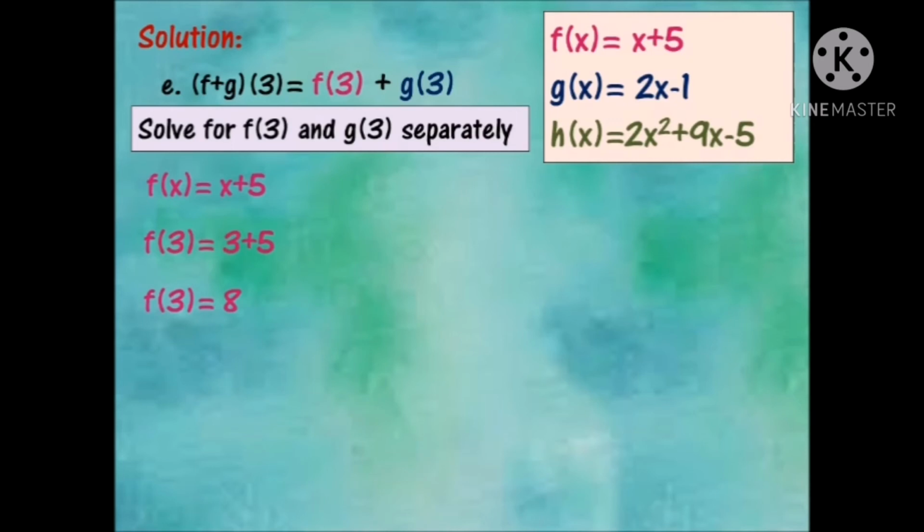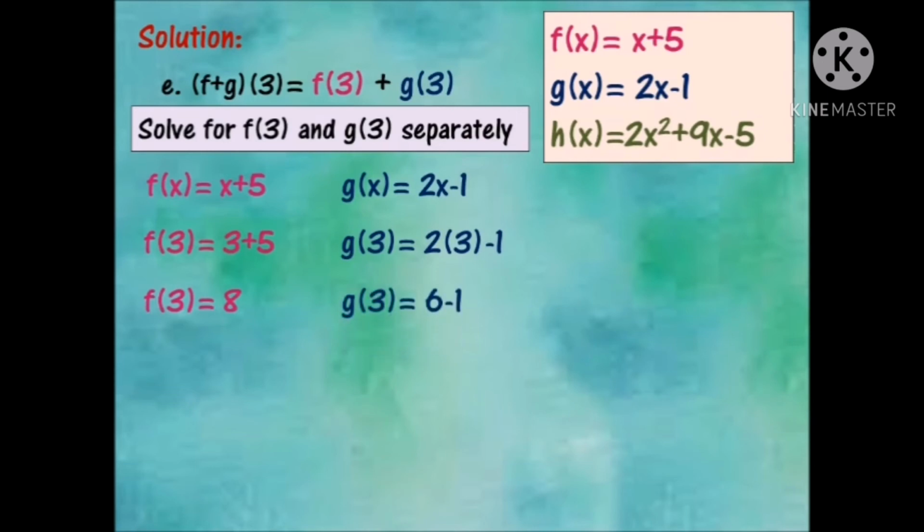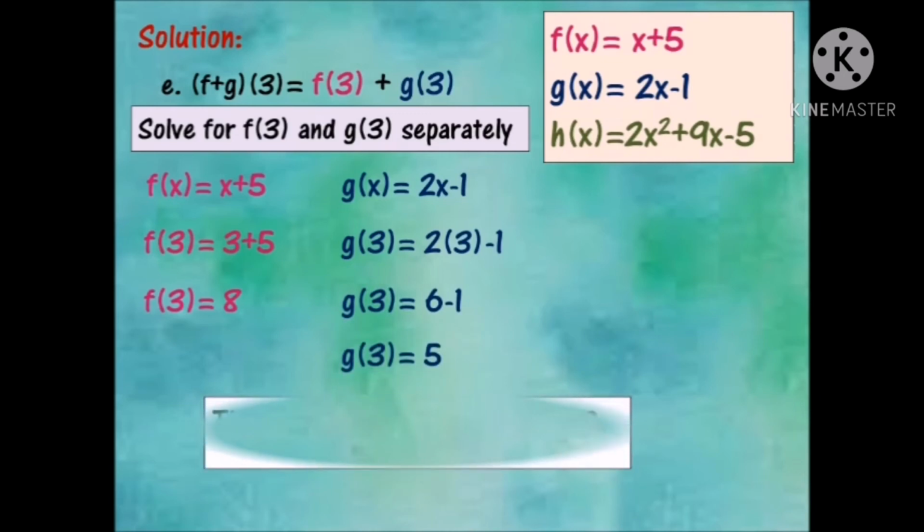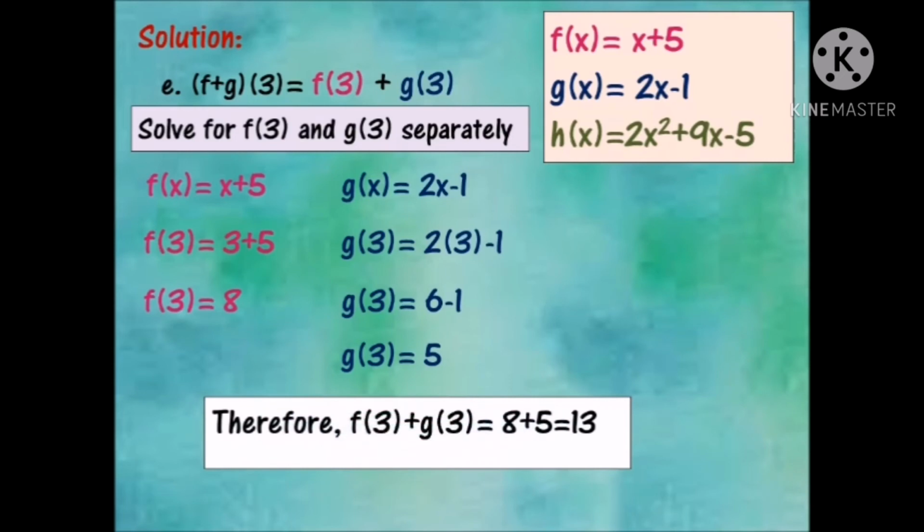And then, let's solve now for g of 3. The given function is 2x minus 1. So, let's substitute the value of x, which is 3. It will become 2 times 3 minus 1. So, g of 3 is equal to 6 minus 1, and g of 3 is equal to 5. Therefore, f of 3 plus g of 3 is equal to 8 plus 5, and that is equal to 13. So, we have the same answer. Yung nakuha natin dun sa alternative solution at saka dun sa first solution natin.